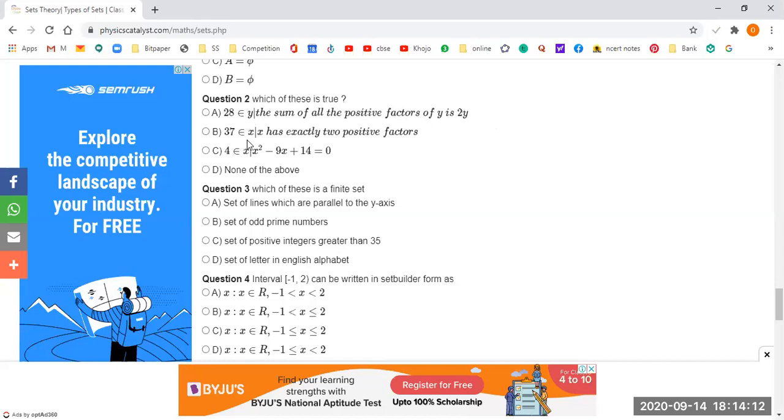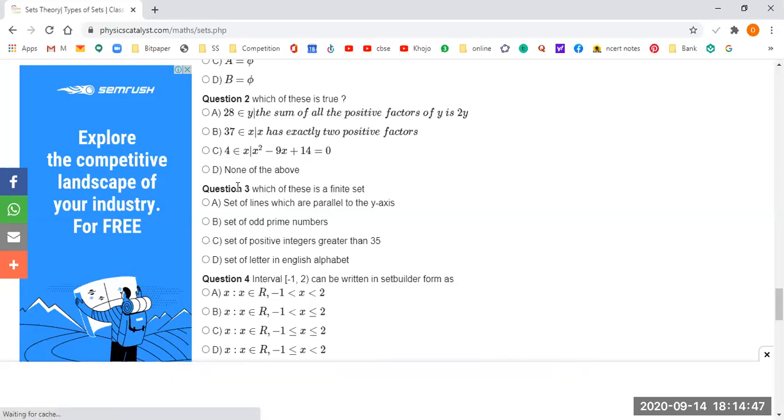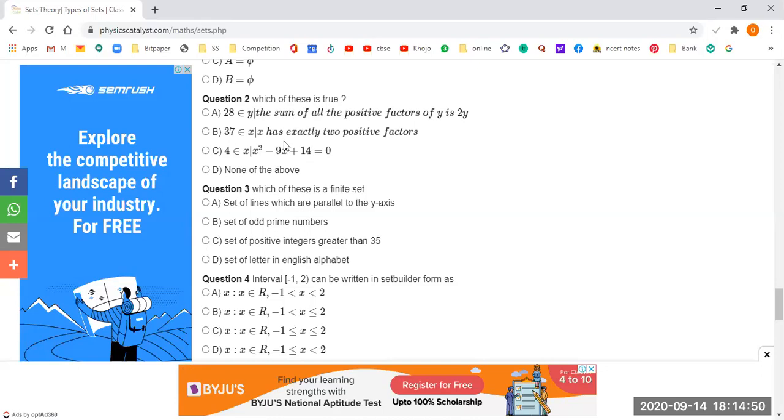And 37 belongs to x. x has exactly two positive factors. And C: 4 belongs to x, so x square minus 9x plus 14 is equal to 0, or none of the above. So which is true? Say. So B part. How can you say that? And why not the first and why not the third part? Can you explain that?